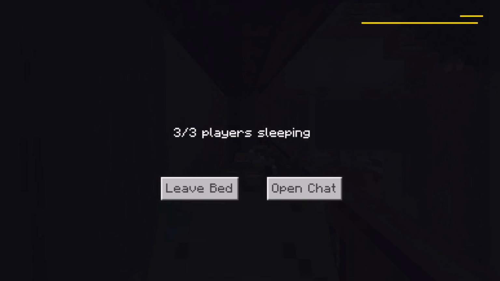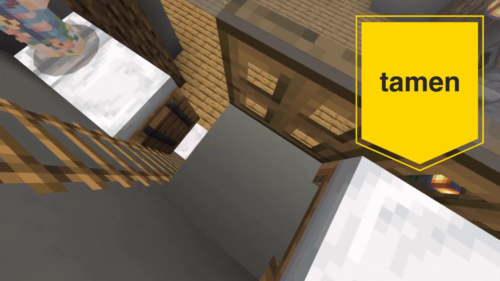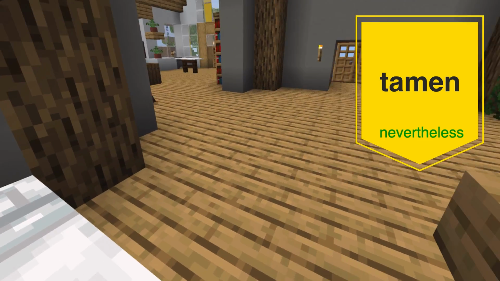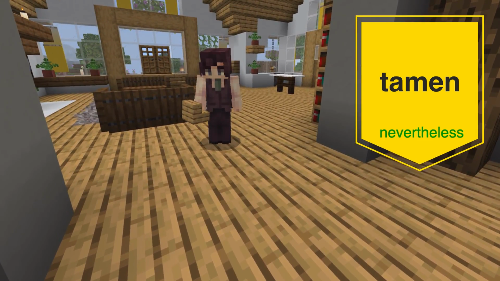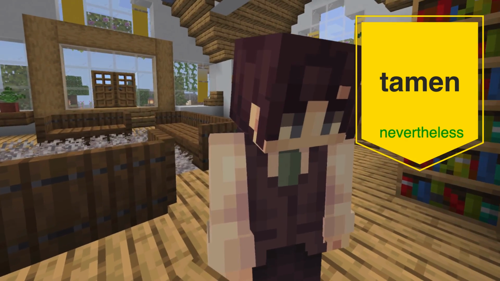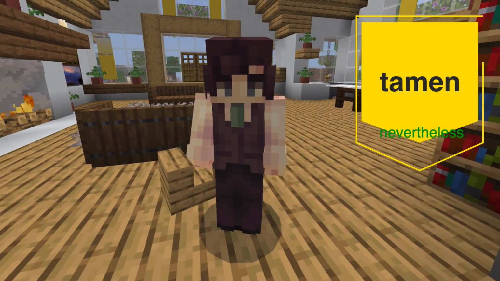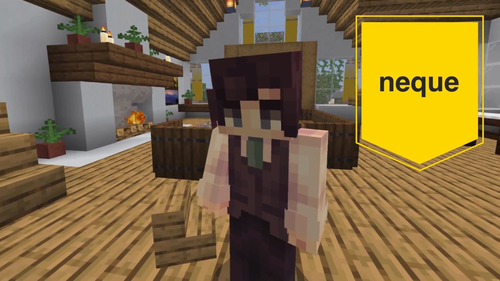Then we have tamen. Just gonna have to memorize this one. It means nevertheless. It's kind of a funny one because it's such a short word to mean such a big word like nevertheless. But that's what it means.